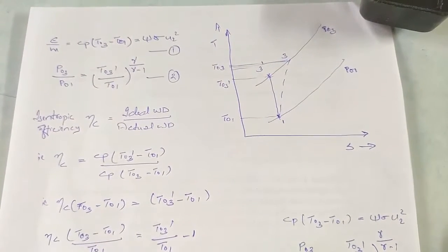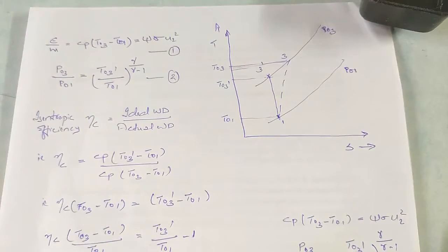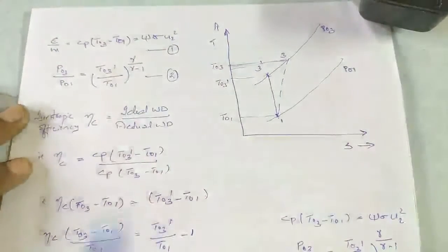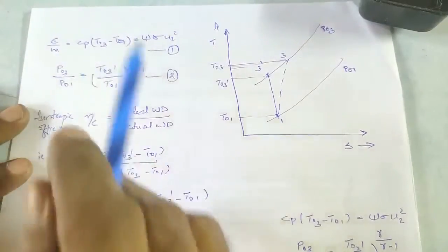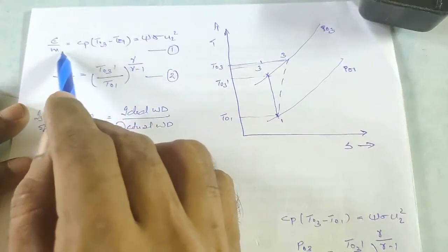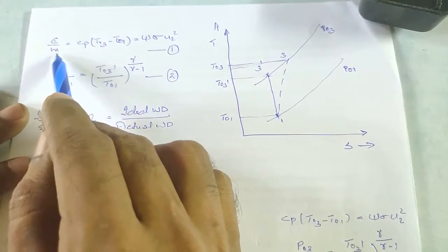So welcome to the second session on centrifugal compressor. Now we will try to find out an expression for the pressure ratio. For that we may consider two of the equations. The first one is the energy per unit mass, which we have already derived in the first session.